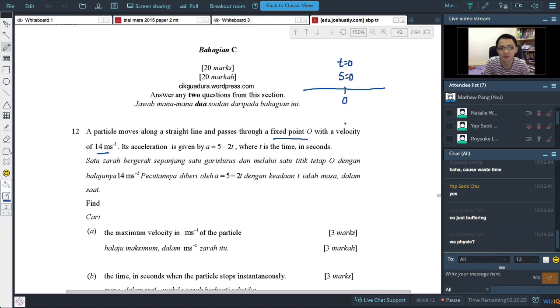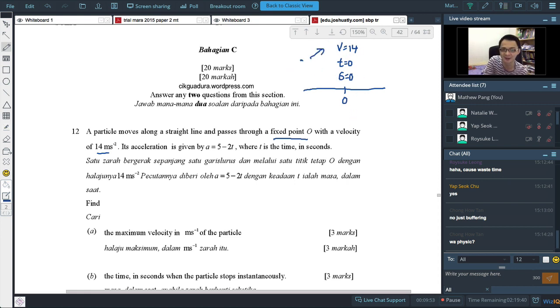So a particle moves along a straight line and passes through the fixed point O, with velocity 14, and is accelerated by A equals 5 minus 2t, where t is the time in seconds. Actually, here they have so many commas. I think what they're trying to say is the particle is passing through the fixed point O, where t is in seconds. That means after the particle passes through O, only then do they start to calculate the time. So what I understand is the velocity at O itself is 14. This information is very important to help you find C.